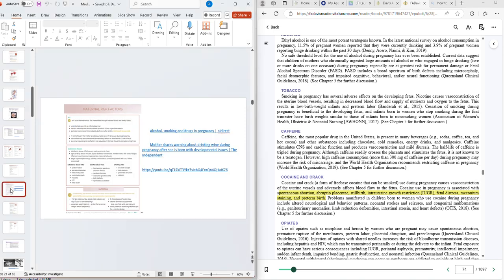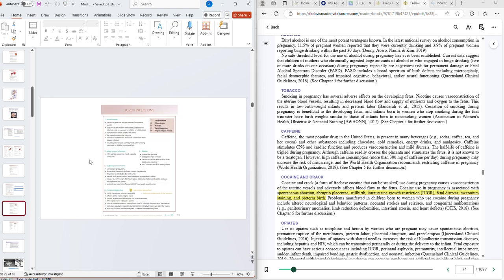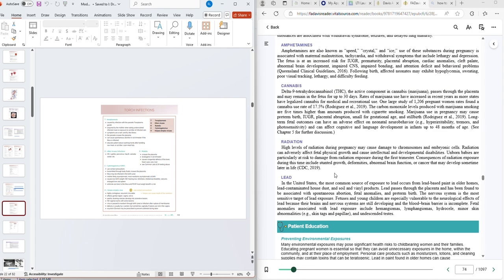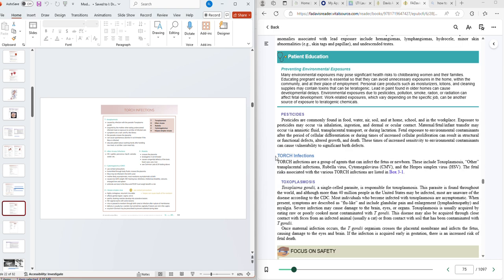Big risk factors, though. We just watched these videos on the risk factors. TORCH infections mentioned on page 75. We'll talk more about this in chapter 6. But it's a group of agents that can infect the fetus or the newborn. It's toxoplasmosis, other transplacental infections, rubella virus, cytomegalovirus, CMV, and herpes simplex virus. That's what TORCH stands for. Okay, and you'll see that here. But we'll talk more about that later on.